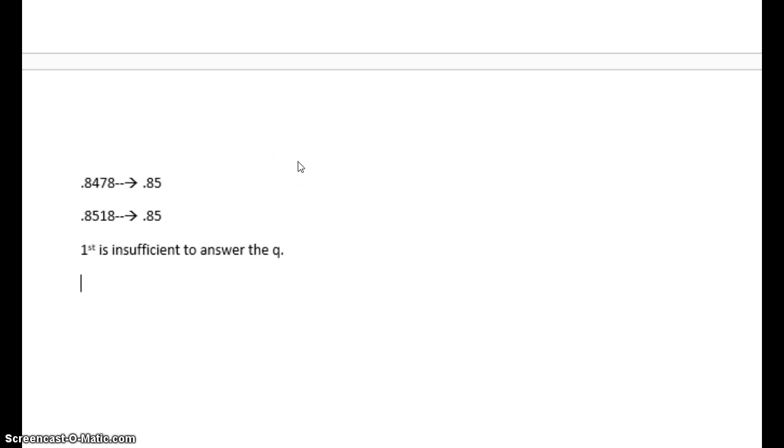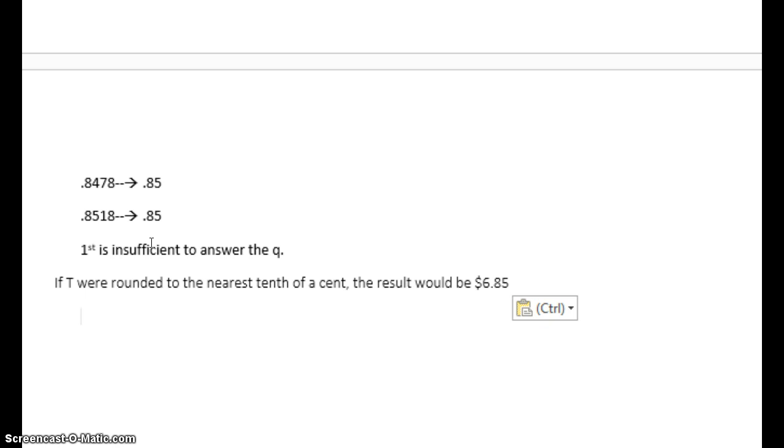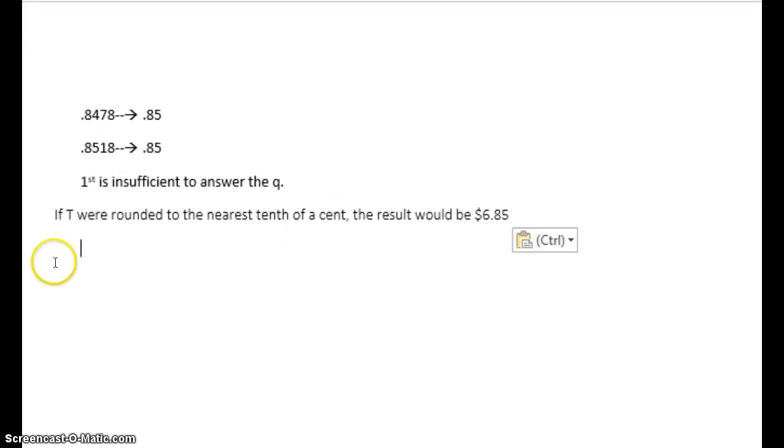Let's look at the second statement. This is more interesting. If it were rounded off to the nearest tenth of a cent, the result would be 0.85. Okay. Now instead of rounding off to the nearest cent, he is rounding off to the nearest tenth of a cent. This implies previously he was rounding off to A, now he is rounding off to B, which is the digit after A. Okay. Let's look at this statement.